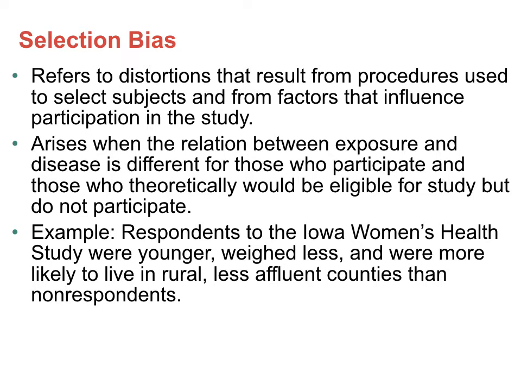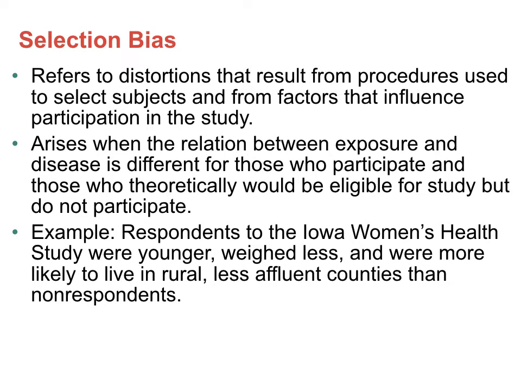It refers to distortions that result from procedures used to select subjects and from factors that influence participation in the study. So selection bias is not only you selecting certain people in Midtown, for example. It could be that you are only enrolling people in the study who live in Midtown who have iPhones. By restricting it to people who have iPhones because they can use iMessage, you're going to make a lot of people ineligible, and it's going to be even less representative of New York City.